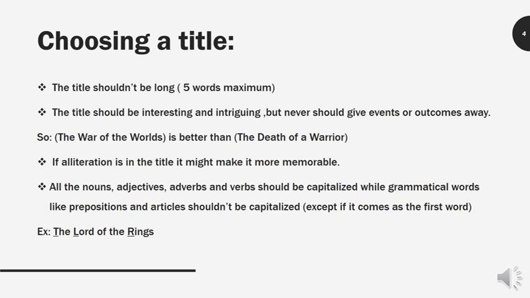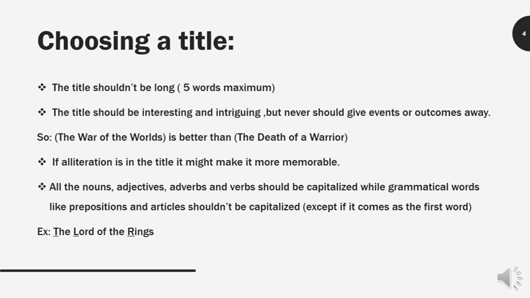Starting with the first one, titles shouldn't be longer than 5 words. If you have 1 word, 2 words, up to 5, it's very good. More than that, it wouldn't be that good. Number 2, the title should be interesting and intriguing, but never should give events or outcomes away. What does that mean? You shouldn't reveal the ending of your story through your title.